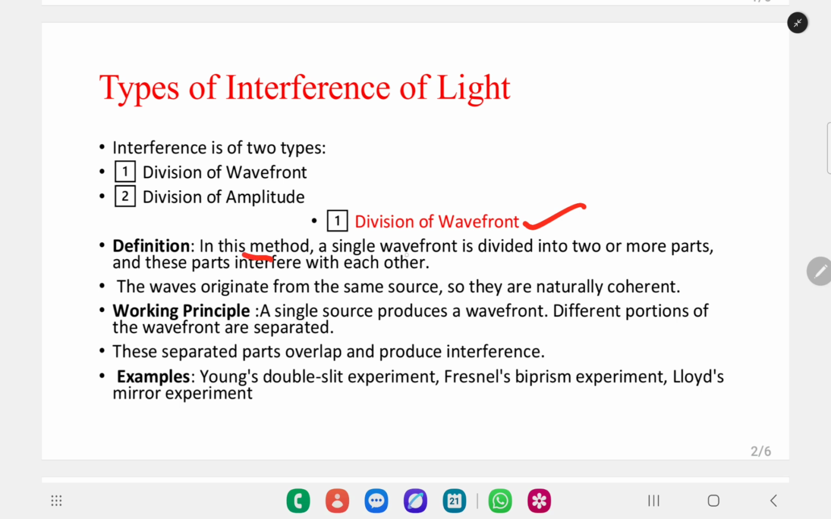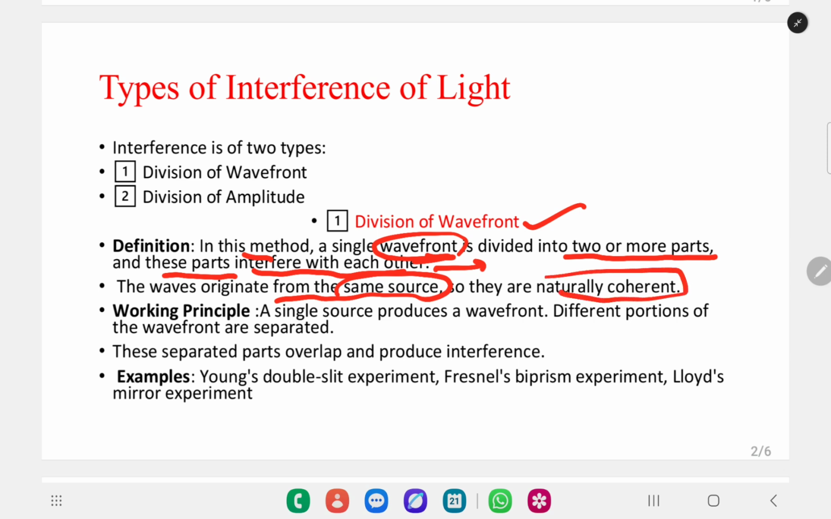In this method a single wavefront is divided into two or more parts, and these parts interfere with each other and give us the pattern. The waves originate from the same source, so naturally they are coherent sources. The sources which we get from the same source are called coherent sources. We have learned this in the earlier classes, right?